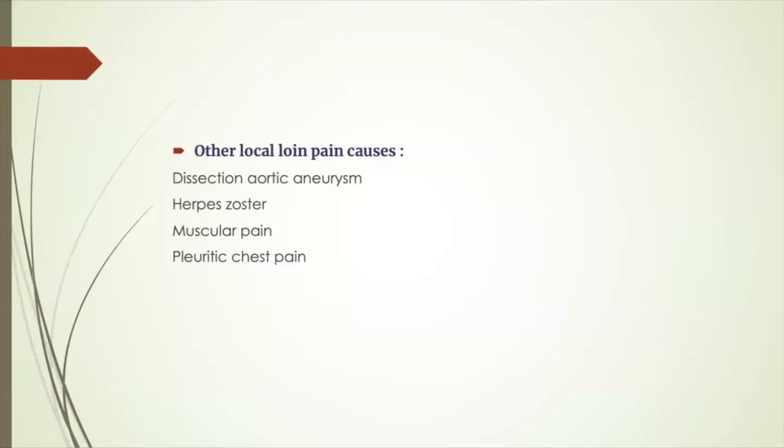The other local loin pain causes include aortic dissection and aortic aneurysm. A patient comes with sudden and sharp loin pain or abdominal pain, and with hypotension. This loin pain is usually similar to renal colic because the aneurysm is adjacent to the ureter and sometimes causes hematuria due to irritation and trauma, and the patient comes with the same renal colic.